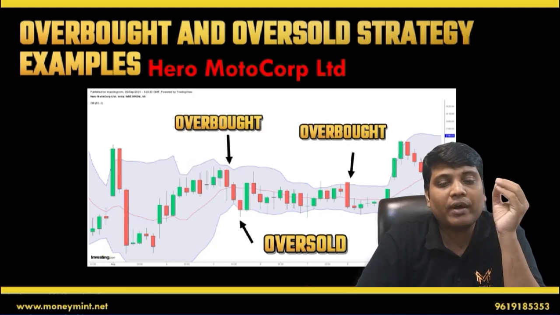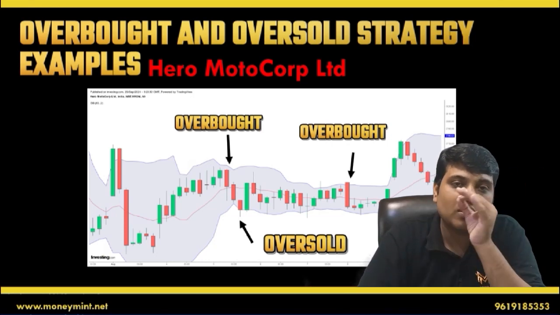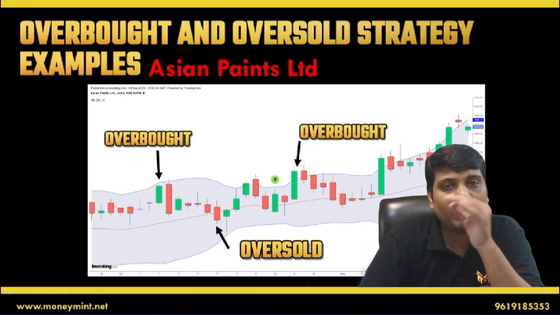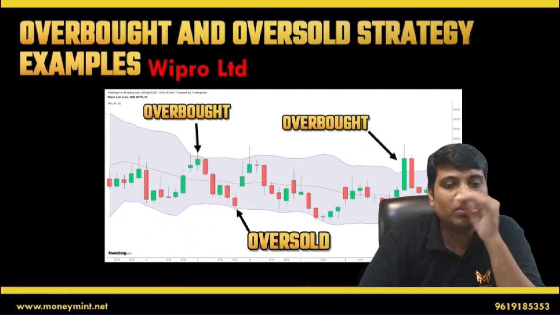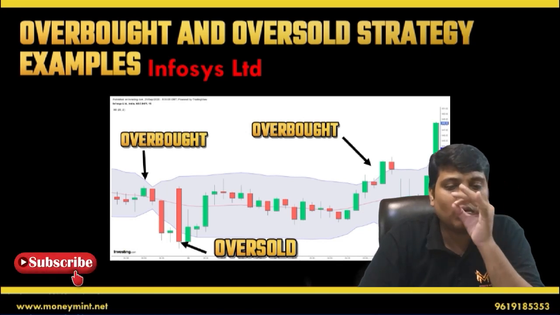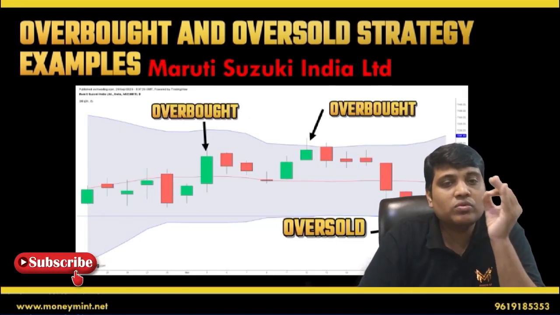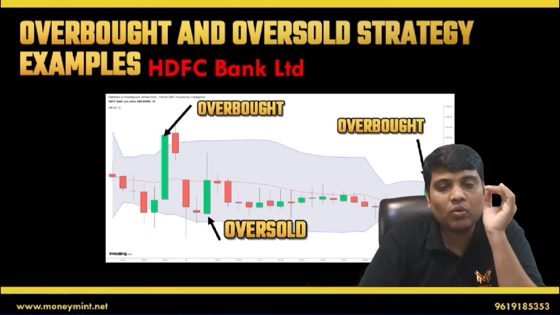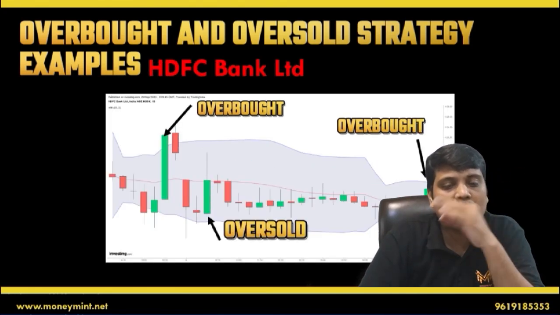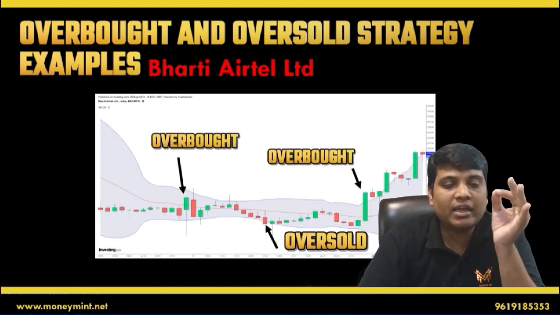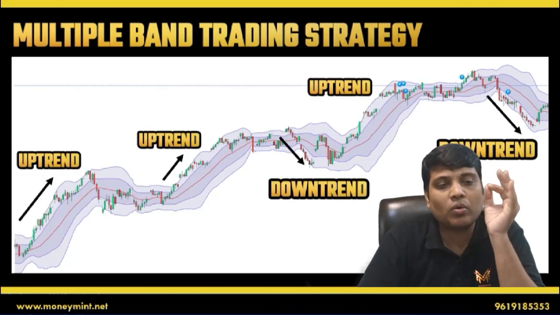Now you see Hero MotoCorp, again upper band, lower band, and overbought and oversold. Now you see Asian Paints, again upper band, lower band, and you see the strategy. Again you see Wipro, upper band, lower band, and this strategy. Now again you see Infosys, upper band, lower band, and this strategy. Again you see the example of Maruti Suzuki, upper band, overbought, lower band, oversold. HDFC, overbought, oversold. And Tech Mahindra, overbought, oversold. And Bharti Airtel, upper band, overbought, oversold.